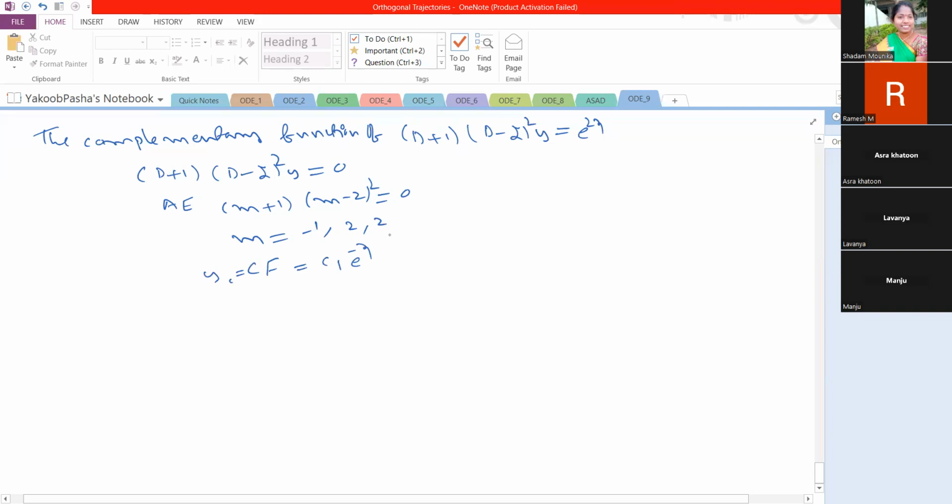plus, since 2 is repeated, c2 plus c3 x into e to the power of 2x.